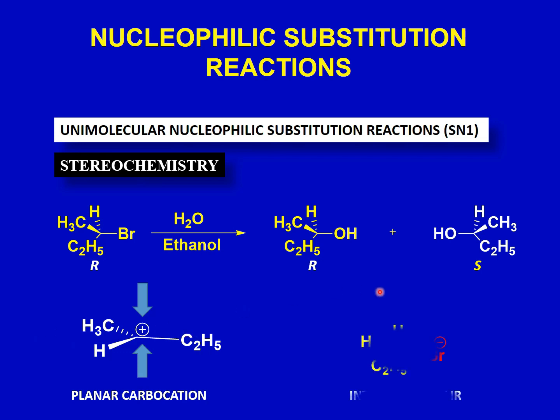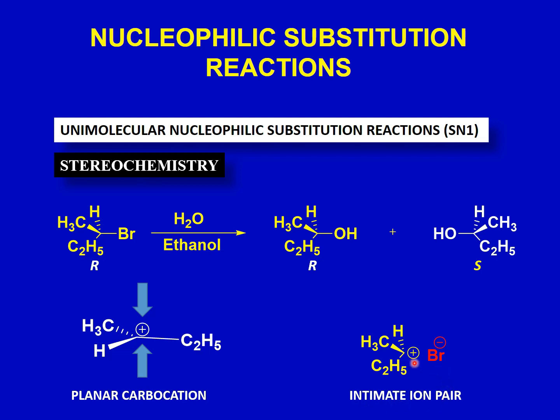But that is not the case. Why? It is because when the bond between carbon and bromine breaks, this bromide ion, which is formed as a result, still exists closer to this carbocation as an intimate ion pair.